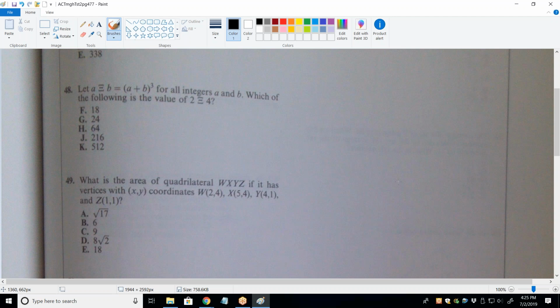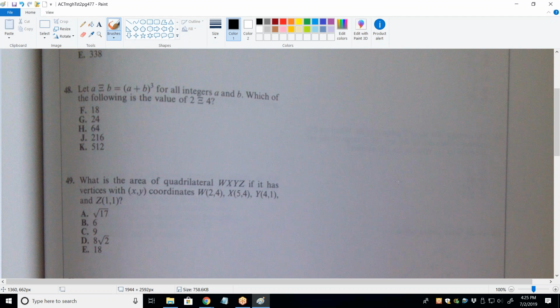This symbol that's between the letters A and B? That's right. Is that a real symbol? Is it a real mathematical symbol? Not as far as I know. No, it isn't. I call these problems symbol problems, and they drive people crazy, but they're really the simplest problems of all. Yes, because all you have to do is substitute.